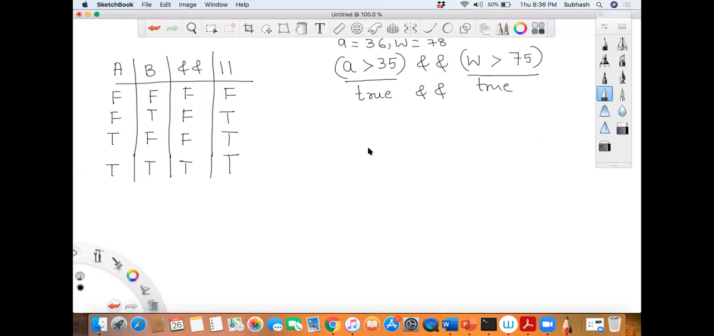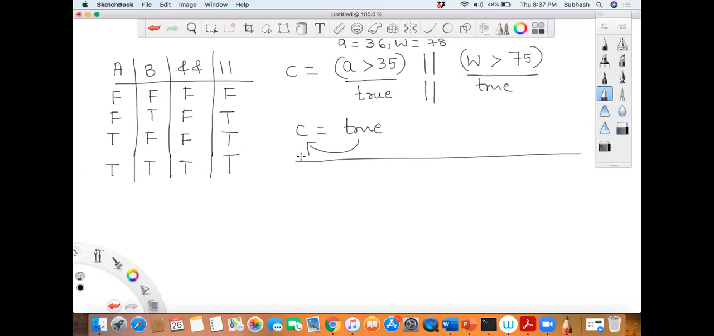Now suppose I'm putting this into another variable C. What will get stored into C, guys? True AND true will give you true. So true will get stored into C, that is the Boolean value C. Similarly, if I would have put OR in this case, true OR true will also result in true itself.